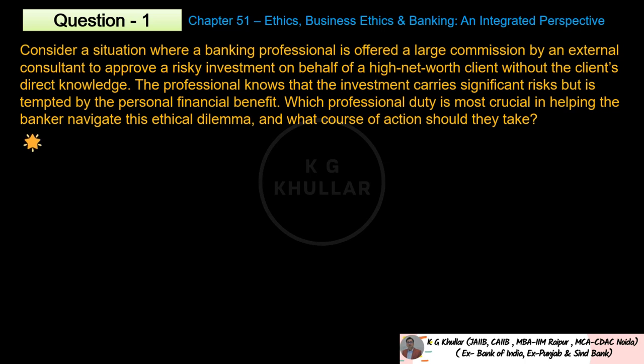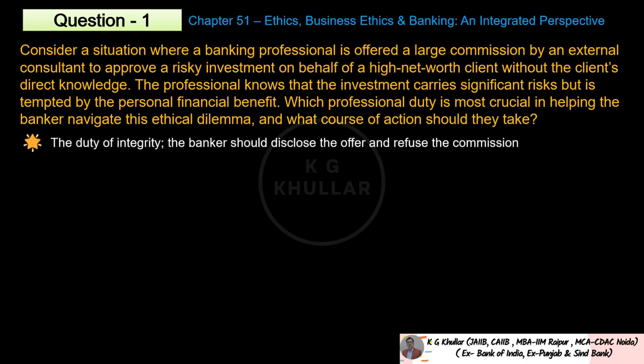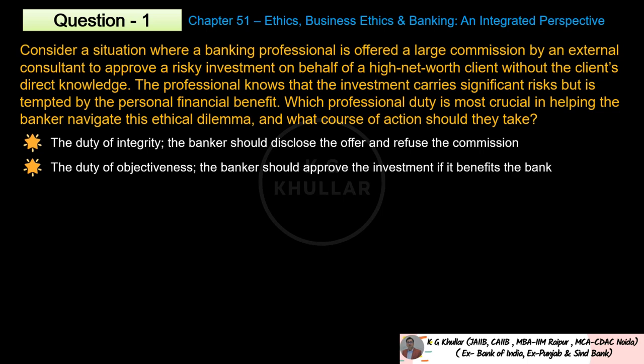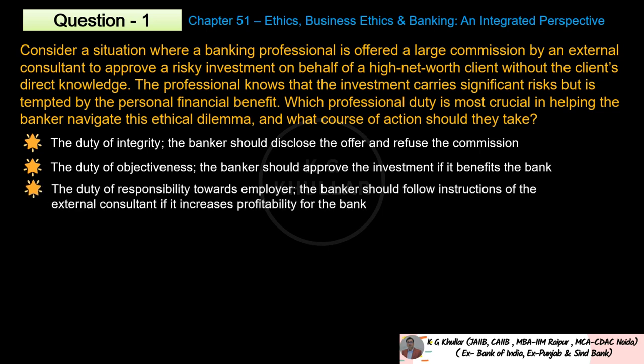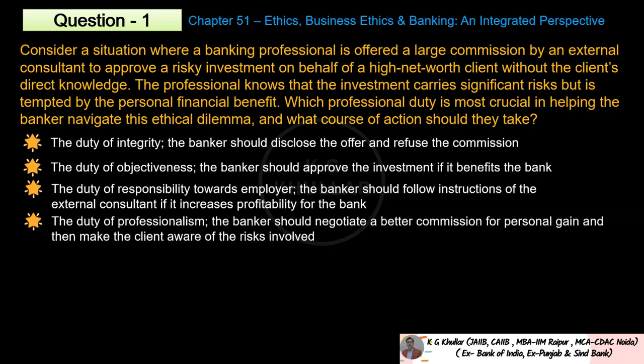First option is the duty of integrity and the course of action is the banker should disclose the offer and refuse the commission. Then option B is the duty of objectiveness and the course of action is the banker should approve the investment if it benefits the bank. Then option C is the duty of responsibility towards employer and the course of action is the banker should follow instructions of the external consultant if it increases profitability of the bank. And last option D is the duty of professionalism and the course of action is the banker should negotiate a better commission for personal gain and then make the client aware of the risk involved.